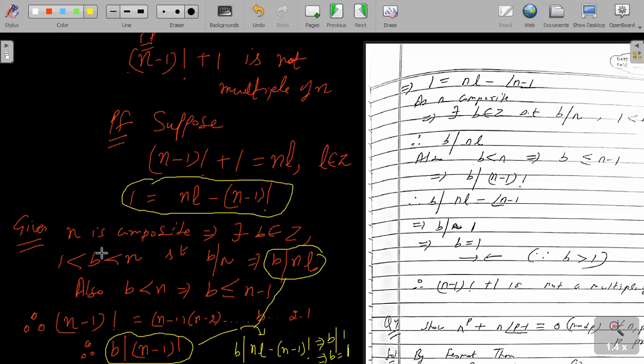But this is a contradiction, because what did you take? b was what? Greater than 1. b is greater than 1. So you got a contradiction and your supposition is wrong. Whatever you assumed was wrongly assumed. So you see this number is not a composite. It's not a multiple of n. So this whole proof is written here, right? So you just understand the proof.